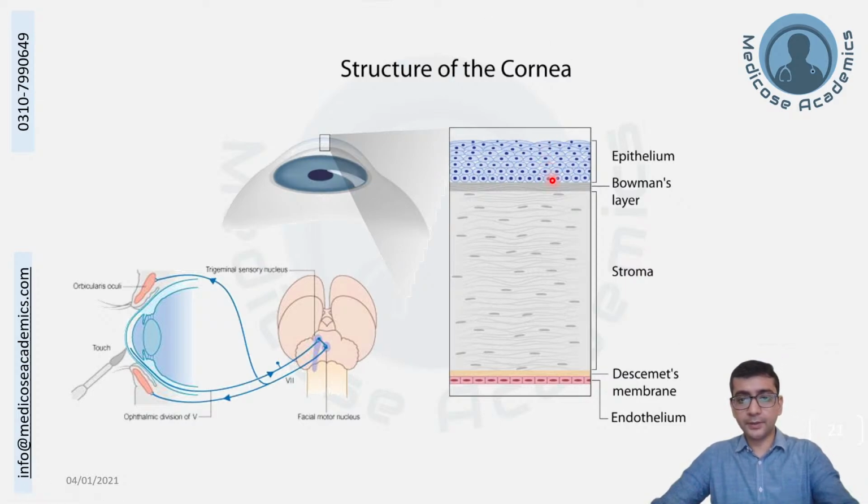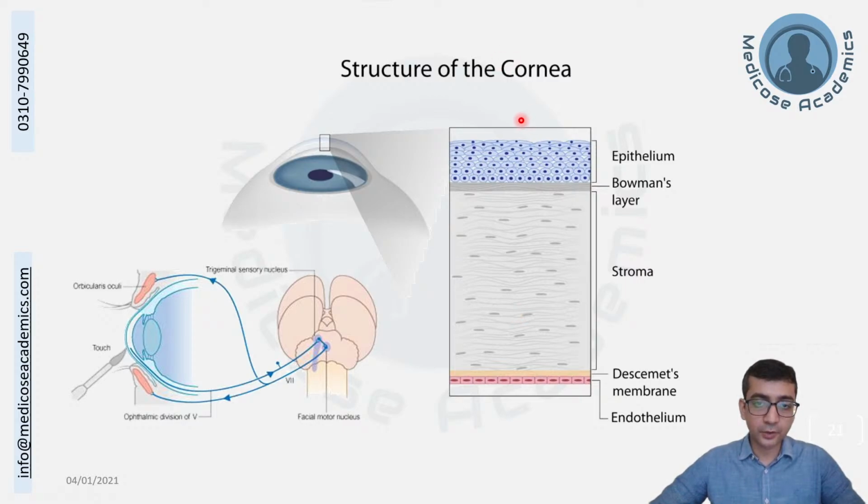There are the layers of the cornea: the stratified squamous epithelium in front, followed by its basement membrane, that is Bowman's layer. Then there is the stroma, with very regularly arranged fibers. Then there is the simple squamous endothelium on the inner aspect with its basement membrane known as Descemet's membrane. And this structure, the cornea, is very sensitive to touch.